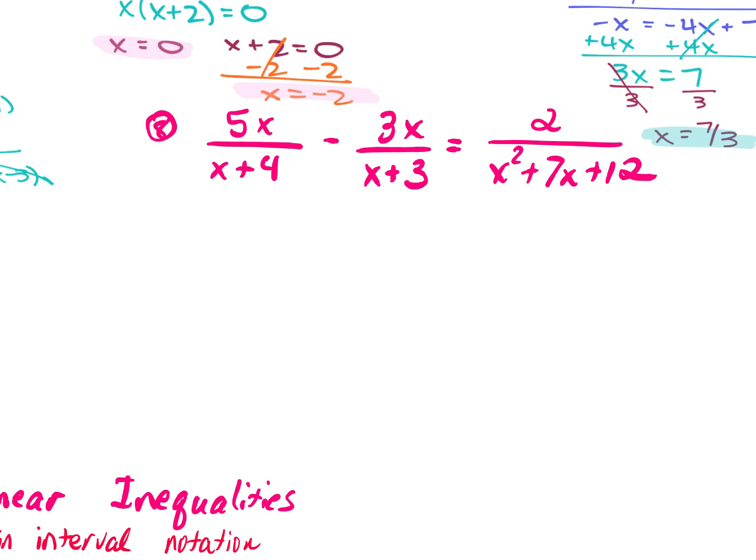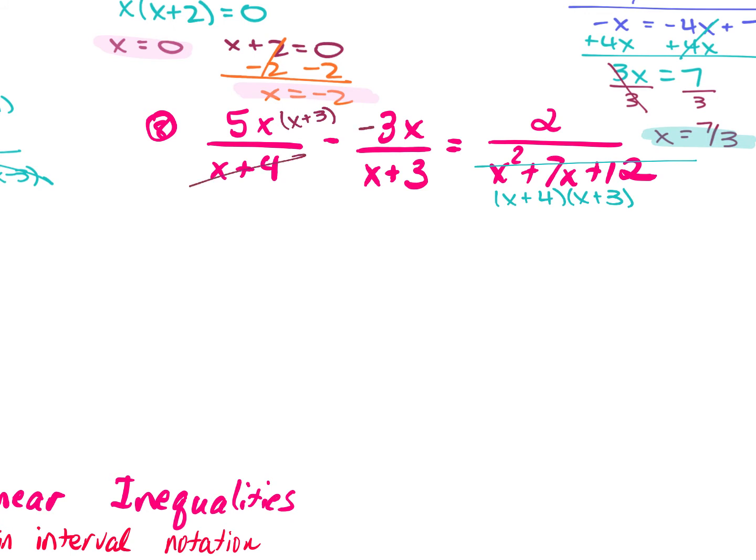Moving on to number 8. We have 5x over x plus 4 minus 3x over x plus 3 is equal to 2 over x squared plus 7x plus 12. First thing that you need to do is factor the denominator, that is that x squared plus 7x plus 12. What is it going to become? Yep. So your least common denominator is this x plus 4 times x plus 3. So you're going to multiply the 5x by what? That cancels the x plus 4 out.